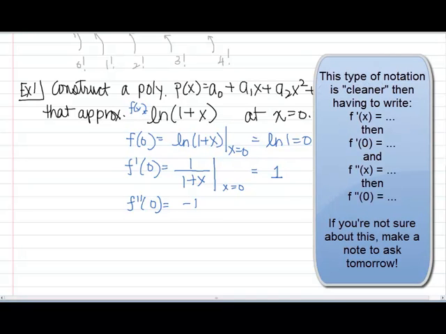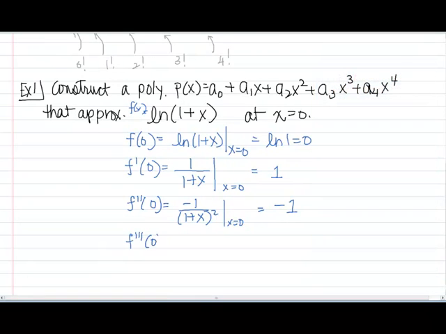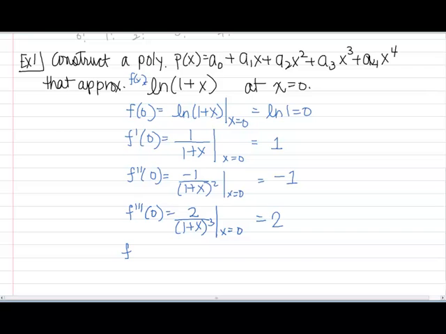So now the derivative here is negative 1 over 1 plus x, quantity squared. And when x equals 0, this is negative 1. And the third derivative of f is going to be 2 over 1 plus x quantity cubed. And when x equals 0, this equals 2. And I need to do one more. The fourth derivative of f at 0, it's going to be negative 6 over 1 plus x quantity cubed at 0 is equal to negative 6.